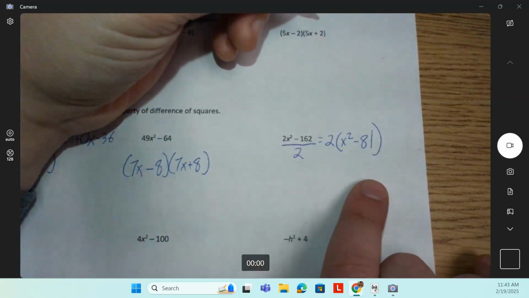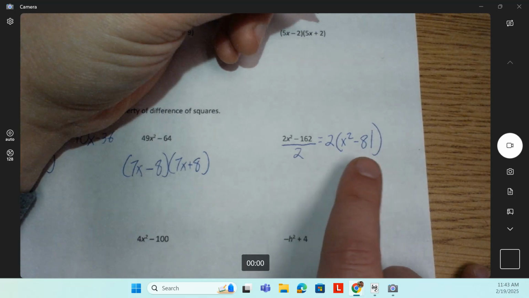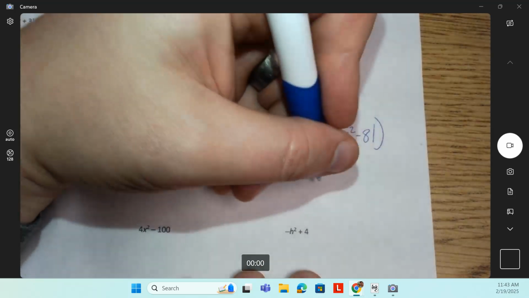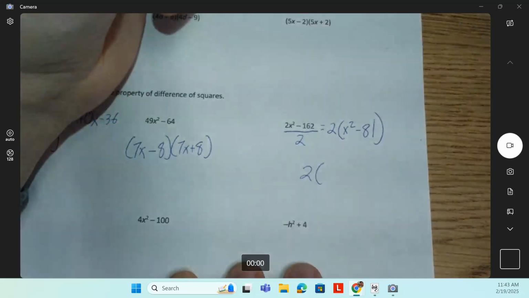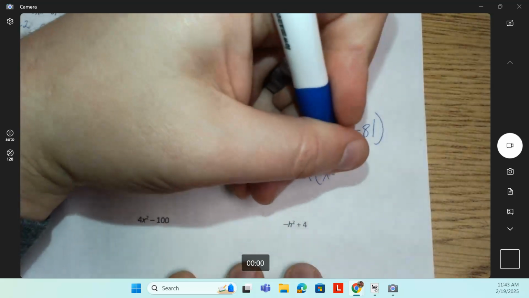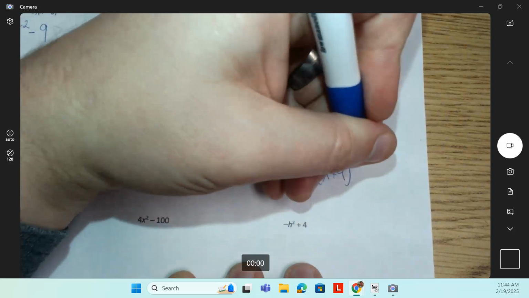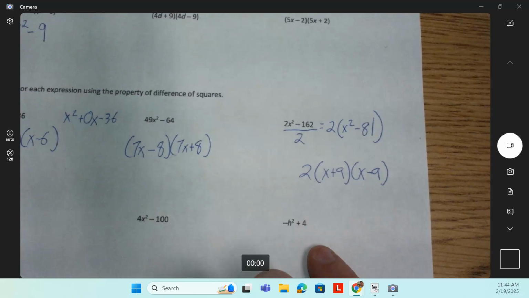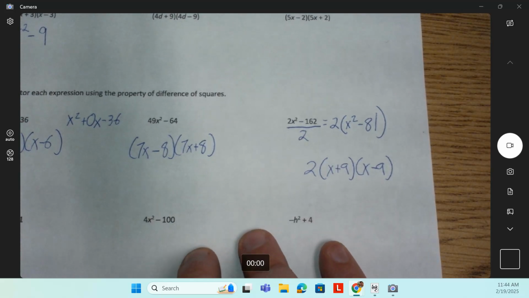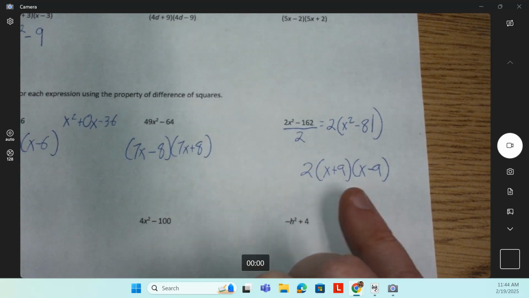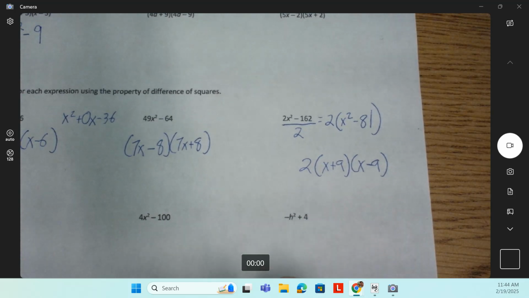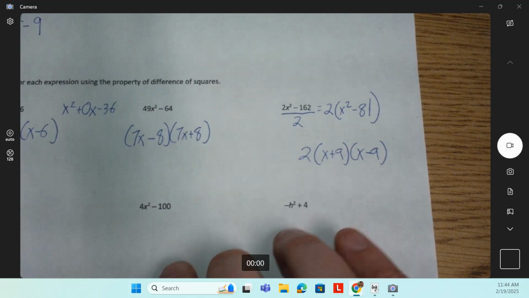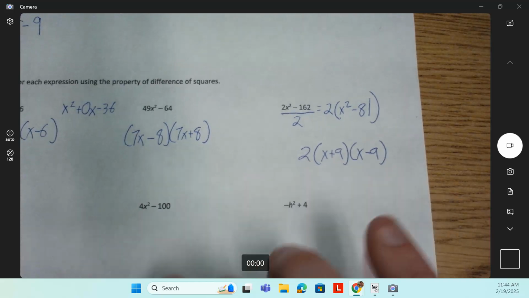So now we're good to go. I've got two things that I could take the square root of. So the 2 is going to stay out front. And I'd have x plus 9 and x minus 9. And that would be my fully factored form. Okay. Doesn't matter if I put the plus at the front or the minus at the front. That doesn't make a difference to me. The important thing is that you've got both of them with the same numbers, opposite sign.